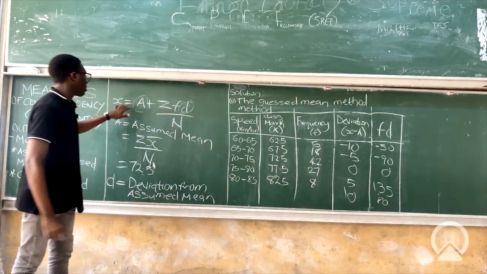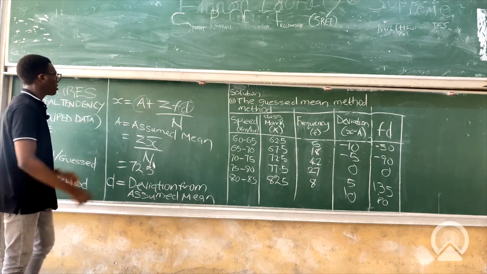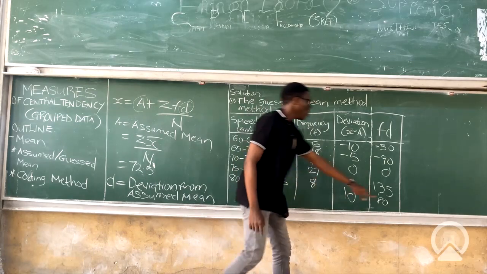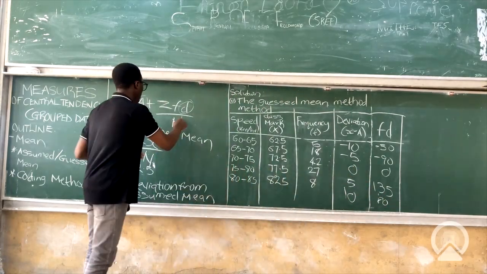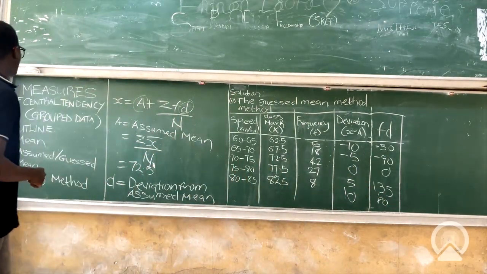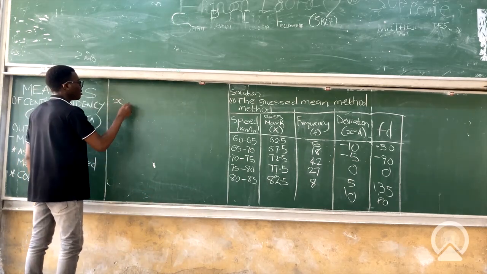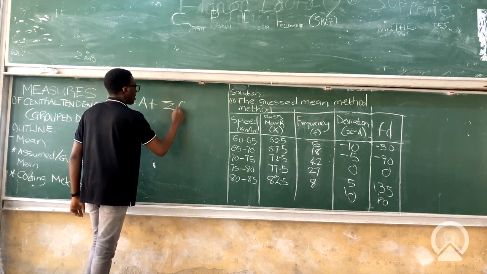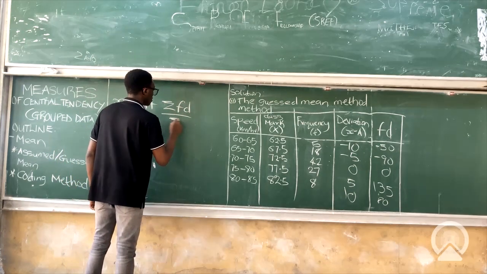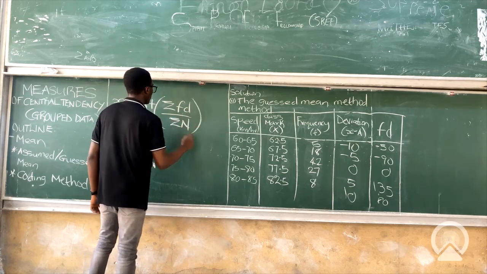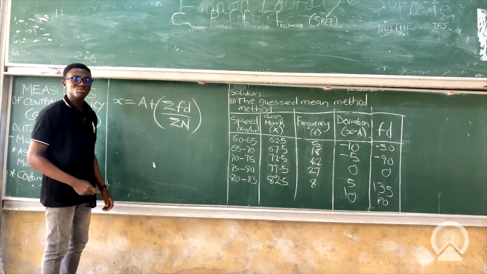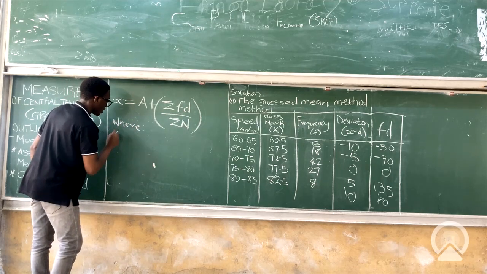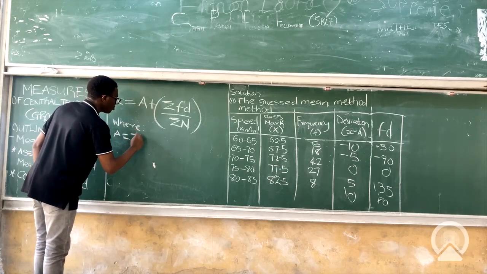Now, recall from our formula, which we put on the board previously, that the mean is equal to the assumed mean plus the summation of FD, which is this column here, all divided by N. So we're going to clean. Now let's recall that the formula for guessed mean is A plus summation FD all over summation N. Let's put this in a bracket. Now we know that A is our assumed mean, which we got to be 72.5.